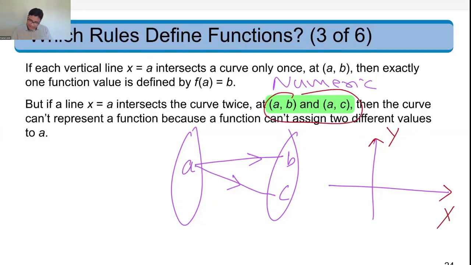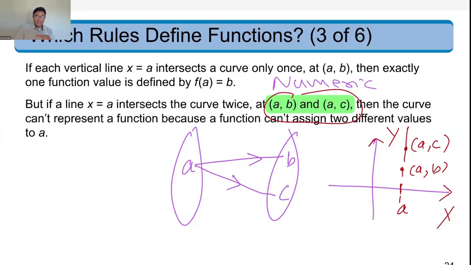Then AB and AC would be like this. AB is here, AC is here. Because A is the same, right? The first coordinate, the X coordinate, is the same. So it will fail the vertical line test. We don't know other points. We don't need to know other points. It fails the vertical line test. Okay, so you look for that.